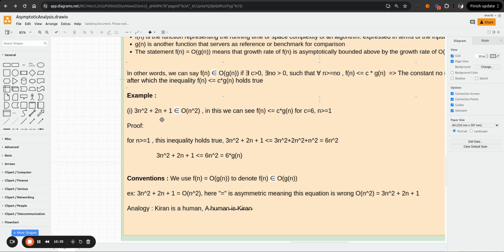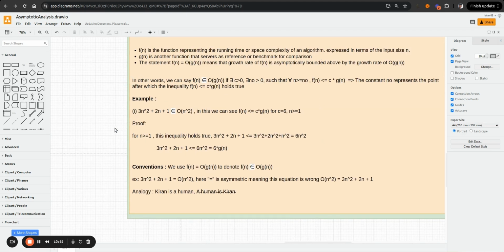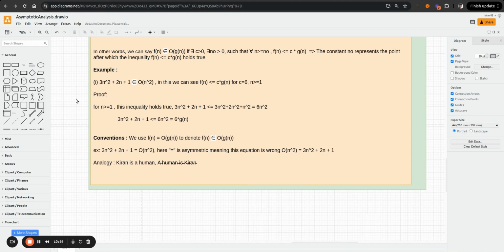So we can say that the upper bound of this expression is a constant multiple of n square. Yeah, so this is what this representation is about.